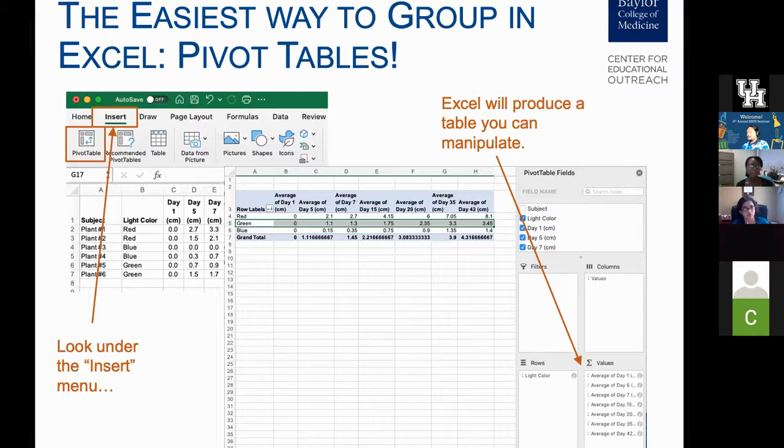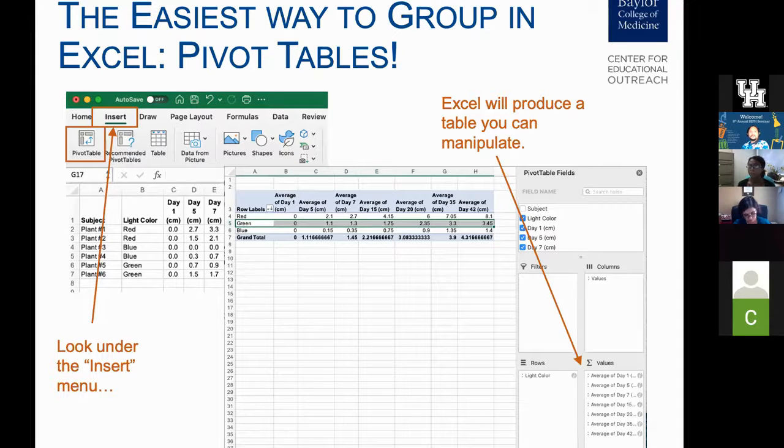In this case, I just made my aggregate table using the average height for each day in centimeters. But you can find all kinds of things. You can do sums, you can do ranges, basically any aggregate information that you need. But this is where it's helpful to have that light color column to differentiate.